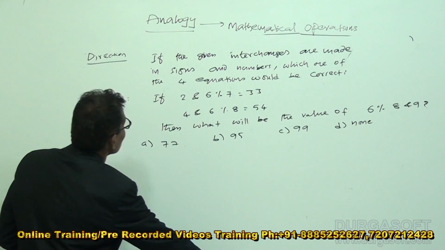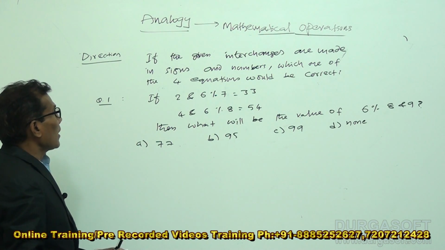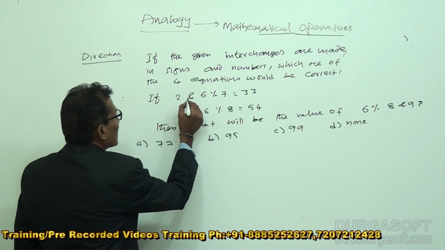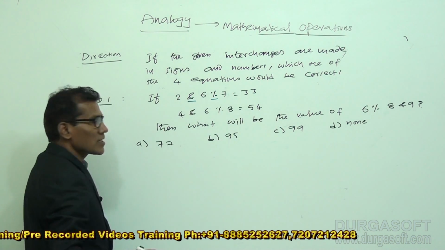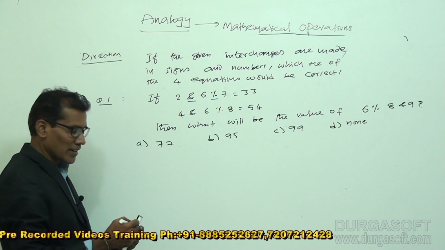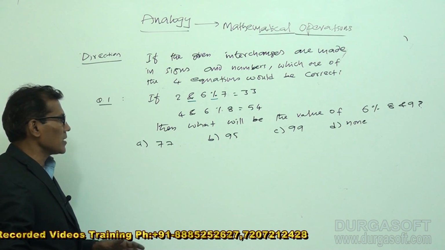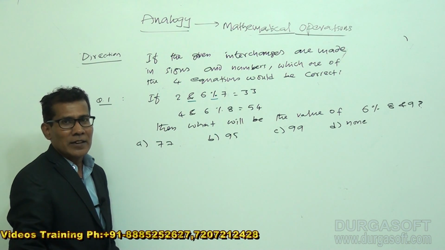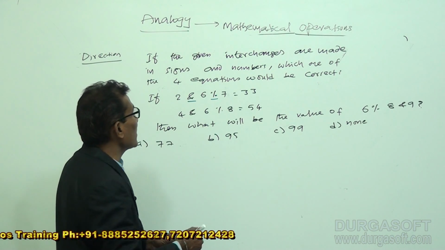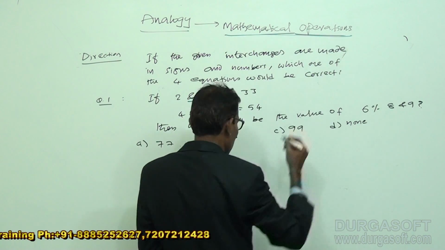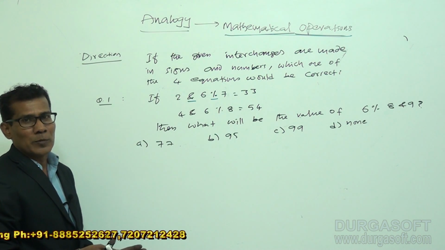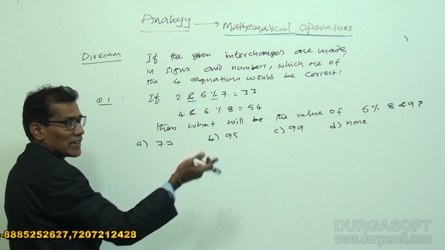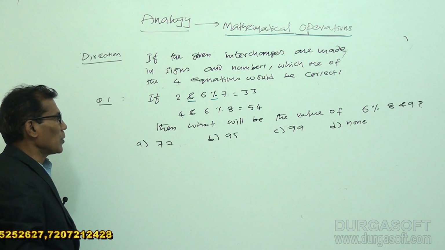Here, what is given in the question? If the given interchanges are made in signs and numbers, here it is something with the signs and percentage. These are the symbols. Here percentage is not the actual percentage, it has some other meaning. Whatever symbols are given in the question, they don't convey any proper meaning. They may stand for any operator. Since we are working with mathematical operations, every symbol indicates some mathematical operation. So here percentage doesn't mean exactly percentage, it stands for some other mathematical operator.